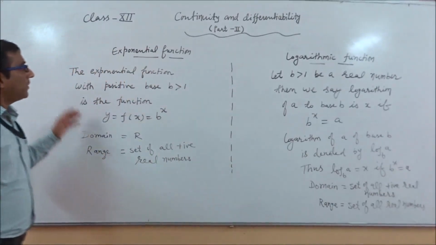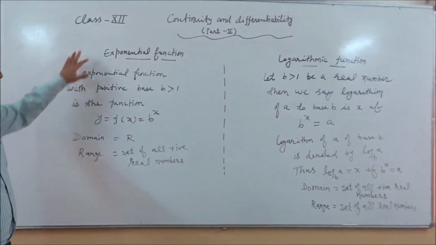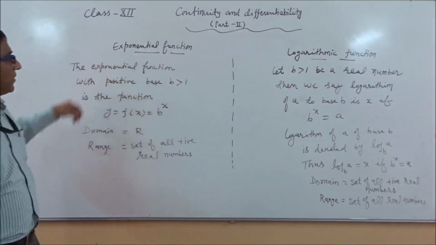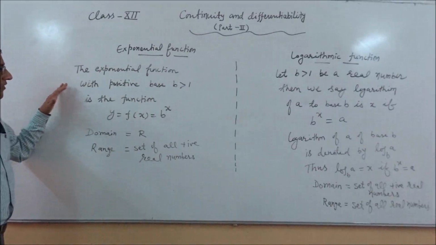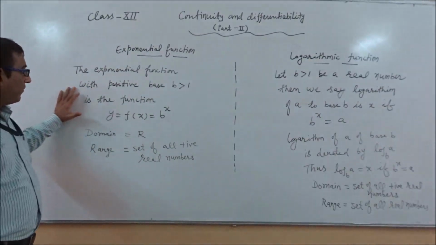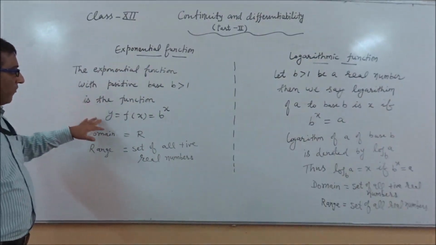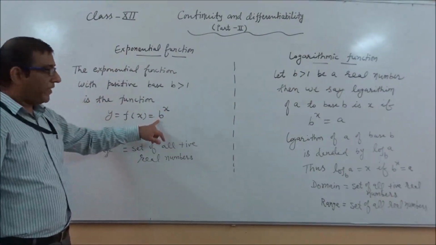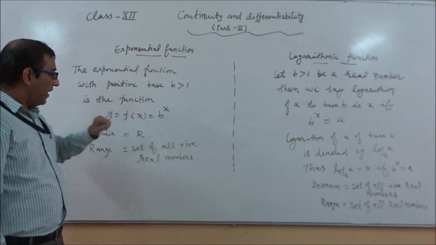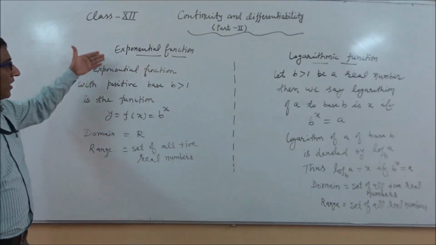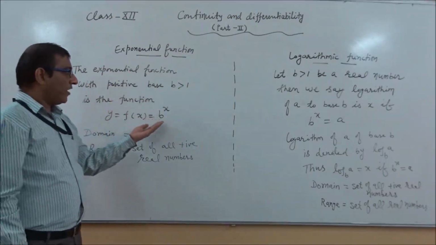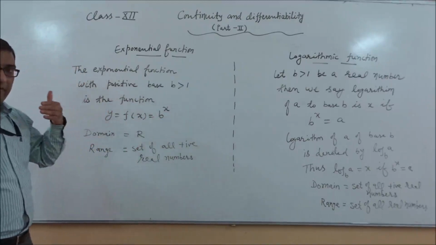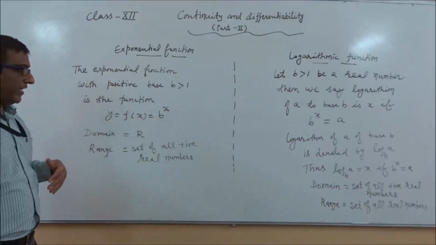Now we will continue with two types of functions, that is the exponential function and the logarithmic function. So what is an exponential function? The exponential function with positive base b greater than 1 is the function y equals f of x equals b raised to the power x, where b is the base and it is always greater than 1. If we want to plot the graph, we take different values of x, get different values of y, and then plot the graph of the exponential function very easily.